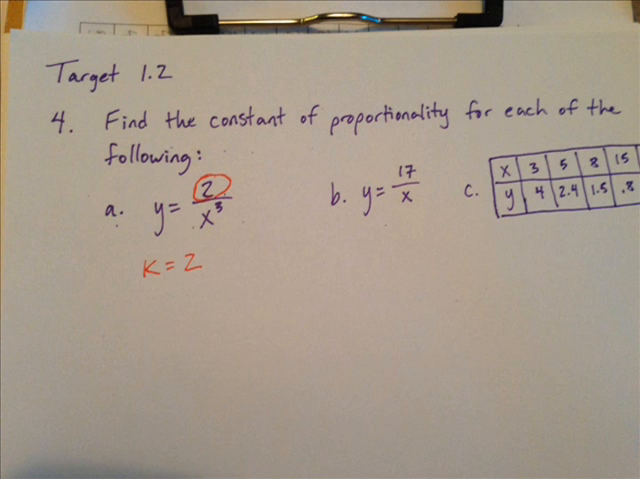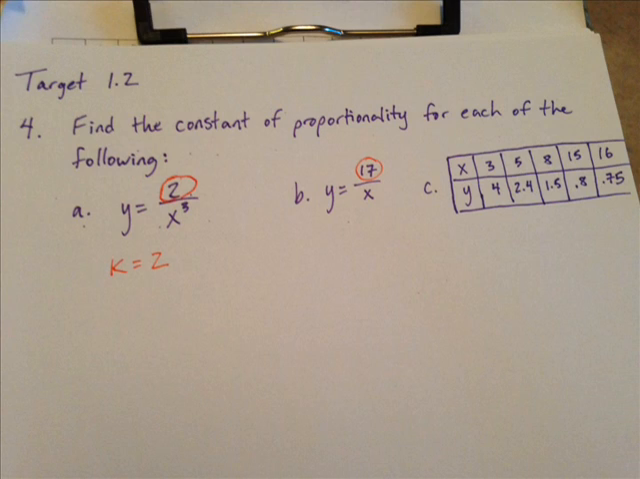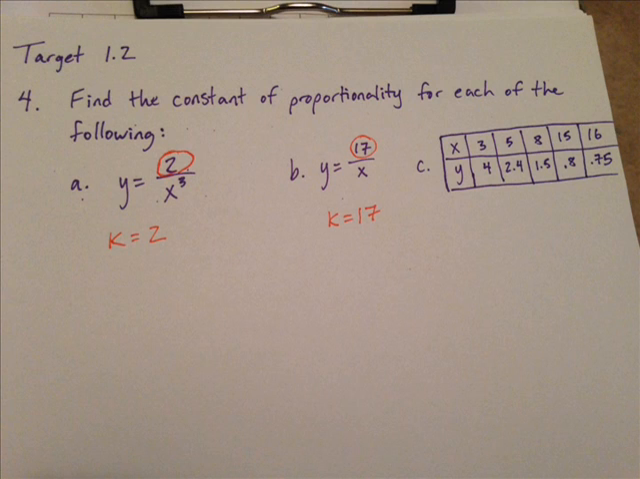Then we do the exact same thing in part B. We look at the top number and we see that the constant of proportionality for part B is 17. So regardless of what's on the bottom, you look to the constant on the top.